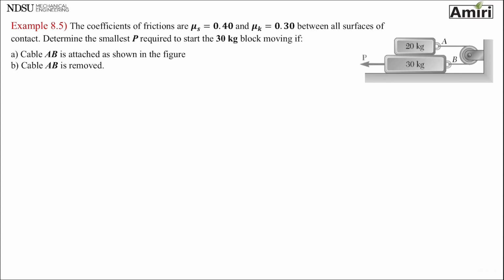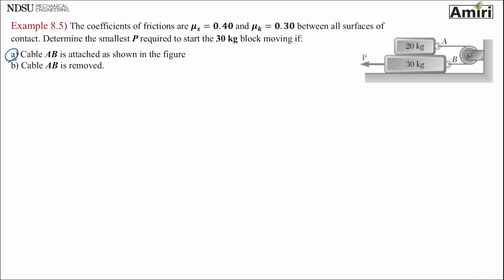Next example are two blocks sitting on top of each other and connected by a rope. The coefficients of friction are mu s this much, mu k this much between all surfaces of contact. Determine the smallest P required to start the 30 kilogram block moving if cable AB is attached, and if cable AB is removed. All right, so let's focus on case A first.